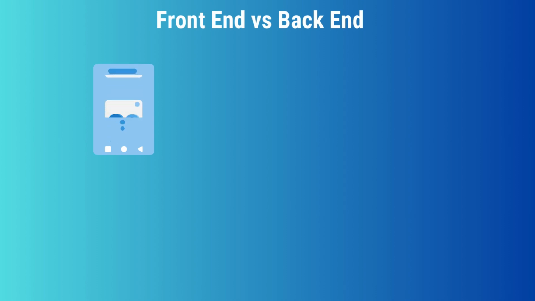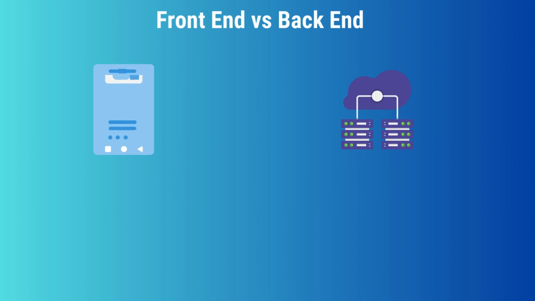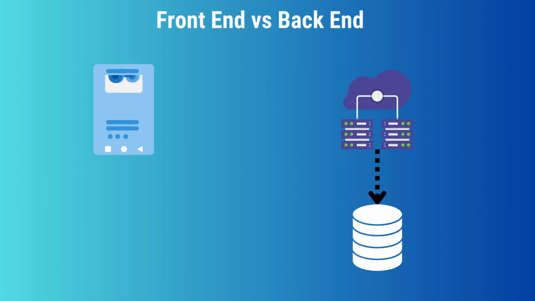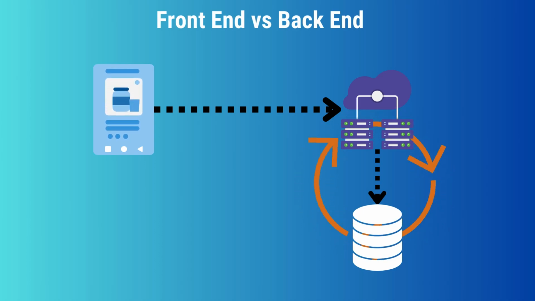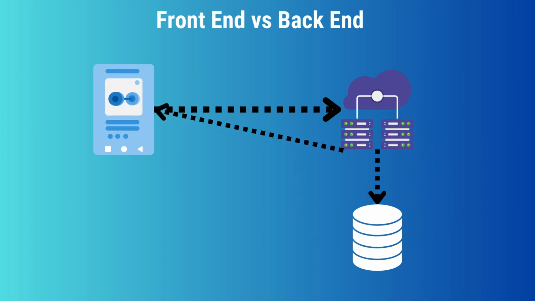On the other hand, the back end operates behind the scenes. It handles the logic, database interactions, and server-side operations using languages like Python, Java, or Node.js. When a user submits a form, for example, the back end processes the information, stores it in the database, and then returns a response to the front end, ensuring everything runs smoothly.